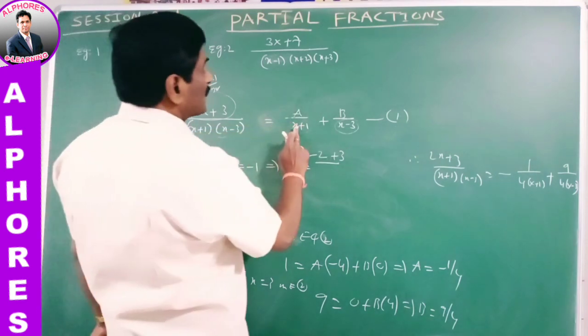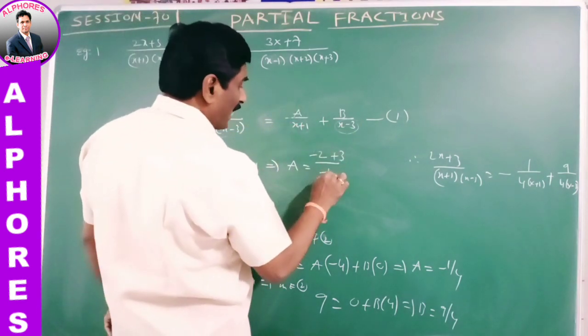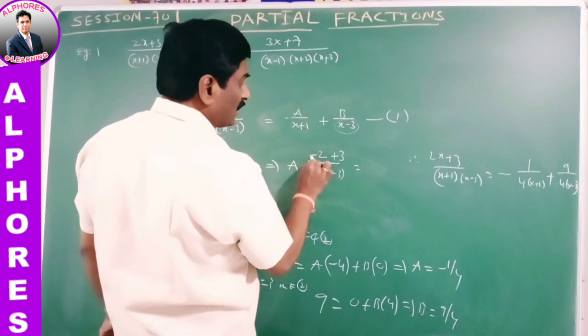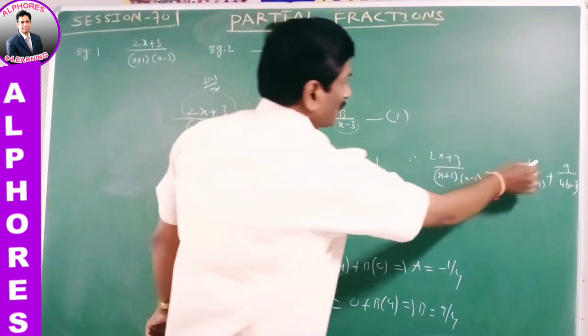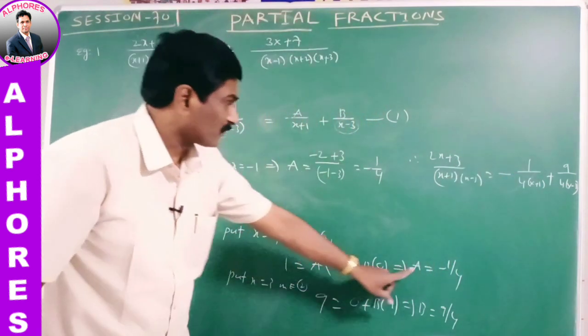That means what is this value? Minus 1, minus 1, minus 3, minus 1, minus 3. That is equal to what is that value? Minus 2 plus 3 means 1, by minus 4. That is equal to minus 1 by 4. Please observe this value. Here A is the value, minus 1 by 4.